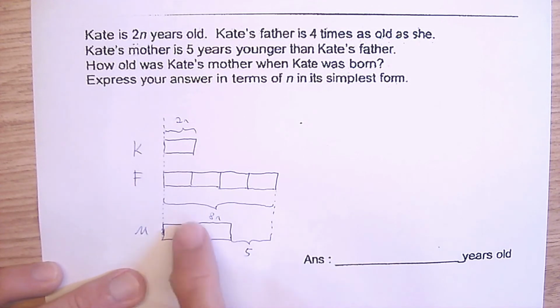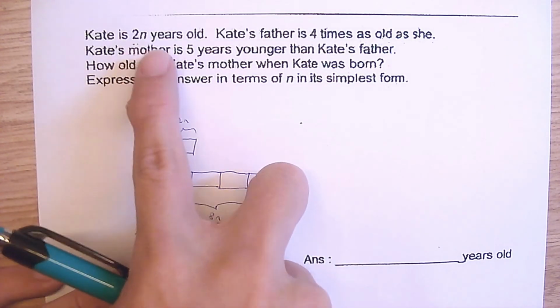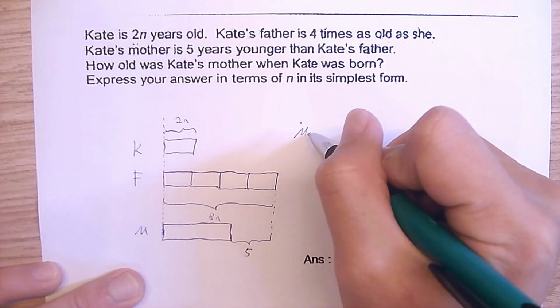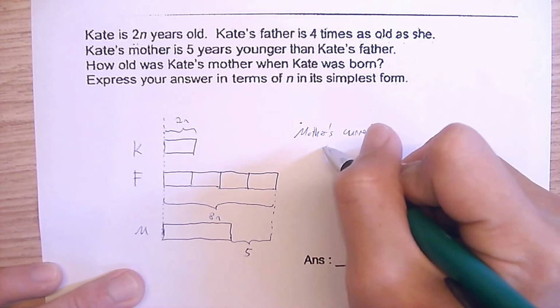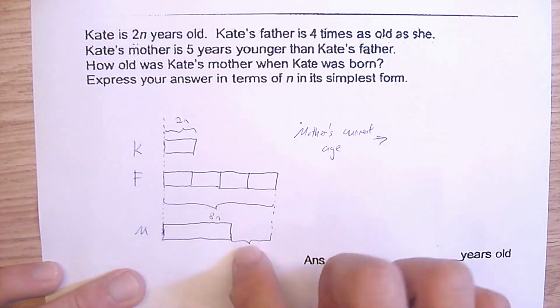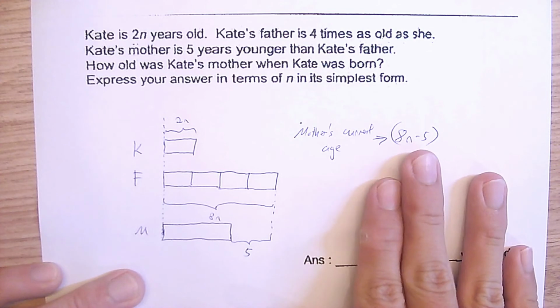So now we have to find the mother's current age. To find the mother's current age, we just take 8n minus 5. Because they said that Kate's mother is 5 years younger than Kate's father. So we're going to write mother's current age, arrow. Remember to write arrow, do not write equal sign. Arrow, 8n minus 5. This is the mother's current age.